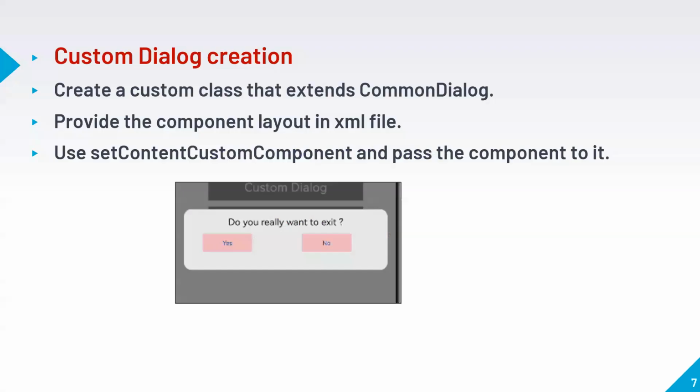So next thing is custom dialog. We got to know what is inbuilt in Harmony. Now let's say our requirement is completely different. We have to customize some dialogs, add some images into that or anything like that. In that case, we will have to create a custom class that extends common dialog, and then specify a layout of your own and inflate it. Once that is done, you call set content custom component and pass this component. Whatever you specified in that layout, you get a component object from that, and you mention that as the argument to set content custom component.